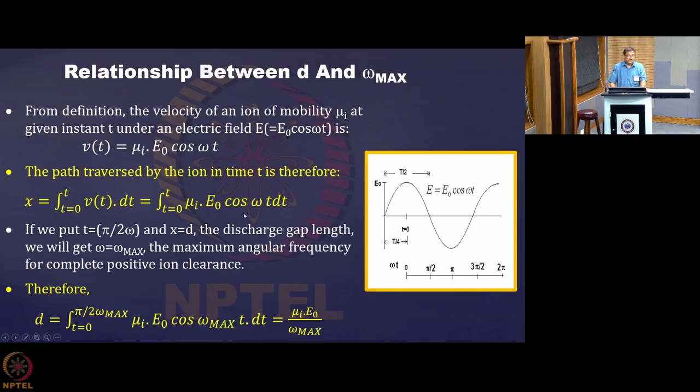So, what we want actually? We want now the ions to get cleared within omega t equal to pi by 2. So, t equal to pi by 2 omega. Now, we put that value, and if this gap is of length d, then the electrons or the ions, whatever the charged particle, they need to be collected within that time, omega t equal to pi by 2, and they must be able to cross that length. That length is d.